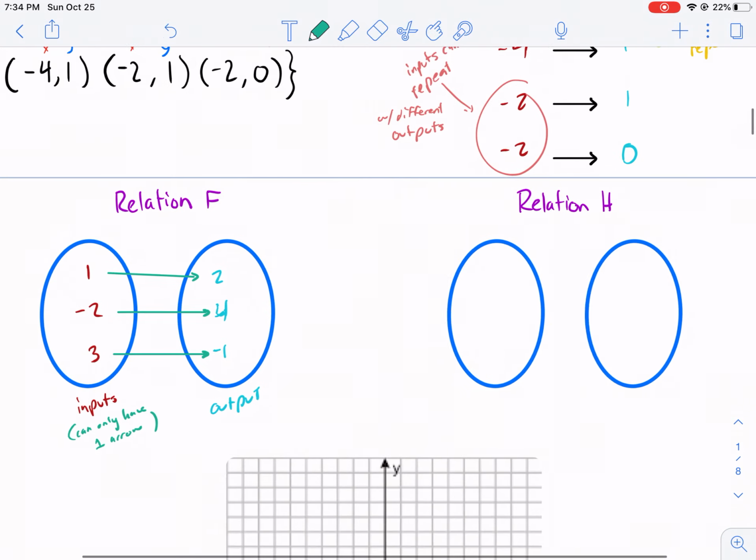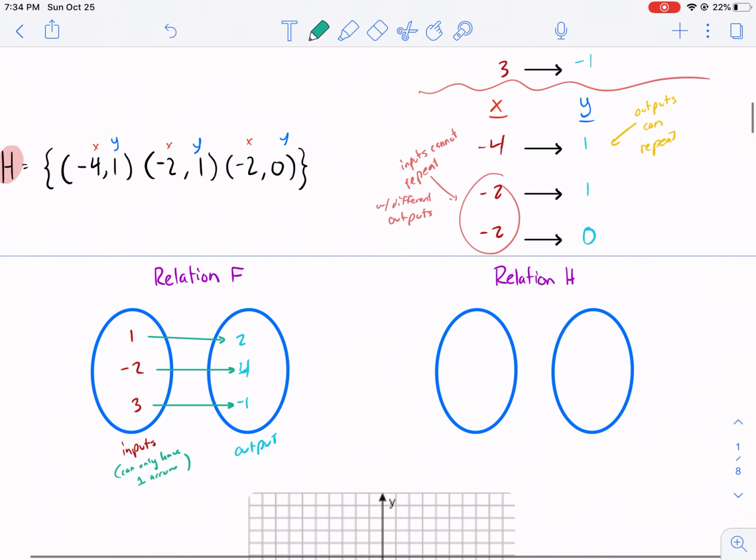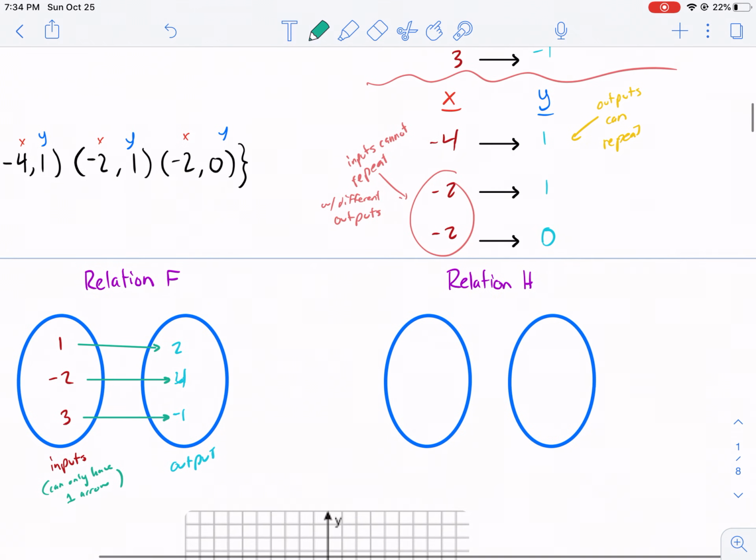Okay, moving on to relation H. Now, this was a case that broke the law. We had too many inputs. We had a repeat of input. Let's see what this looks like as we put it into mapping notation.